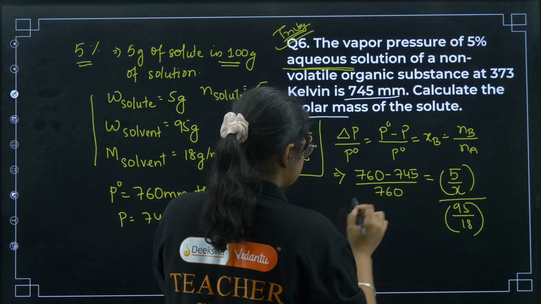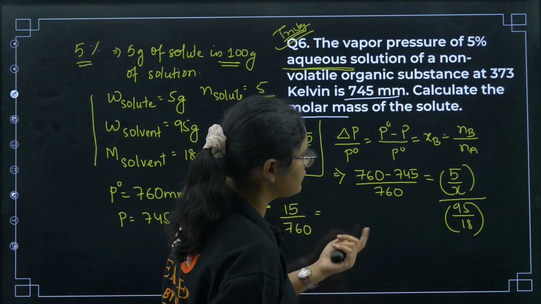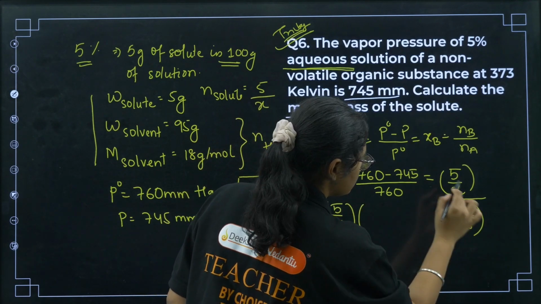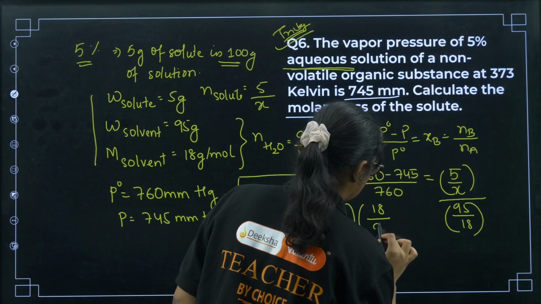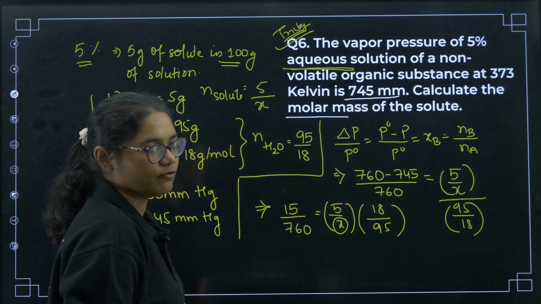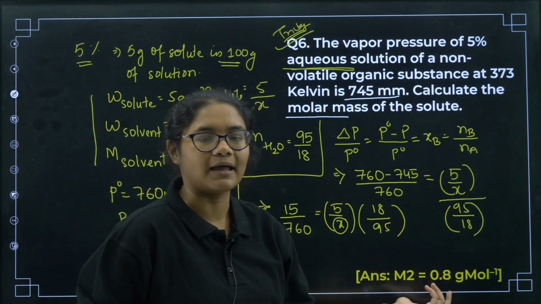Okay, so now you can just solve it. So this is 15 by 760 is equal to 5 by X into, this one can go up, so that is 18 by 95. Now you solve this and find the value of X, and the answer will be around 0.8 gram per mole.